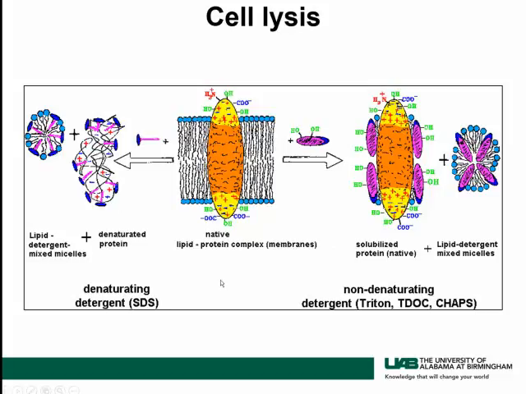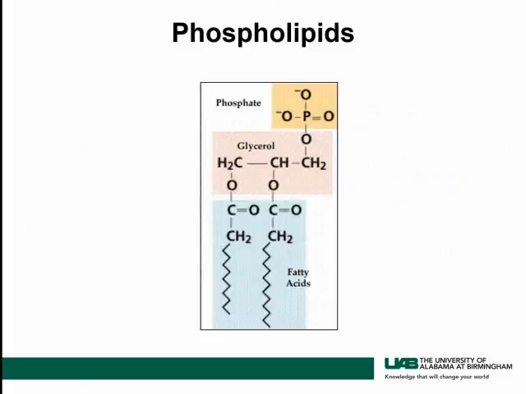So if you use denaturing detergents such as SDS, you will isolate proteins that are denatured. If you use Triton X or CHAPS, which are non-denaturing detergents, you will isolate proteins where the three-dimensional structure is intact. And you can dialyze away the detergent and obtain protein activity or enzyme activity.